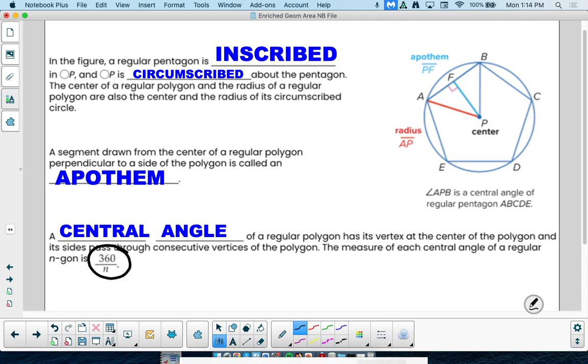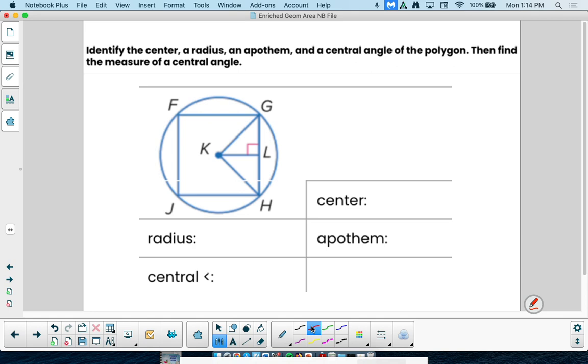So the first 2 examples, we're just going to practice labeling these things in a diagram that looks like that. So on this first one, what is our center? K. Easy enough. So you're going to put K there. What's one radius? HK, yep. Since there's another one drawn, what would that be? GK. Perfect. The apothem. Yep, goes from the center to the side of your polygon.